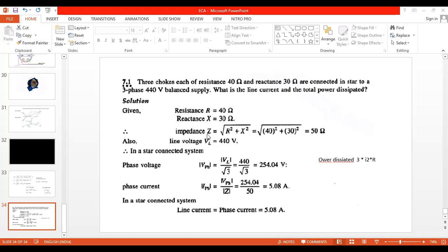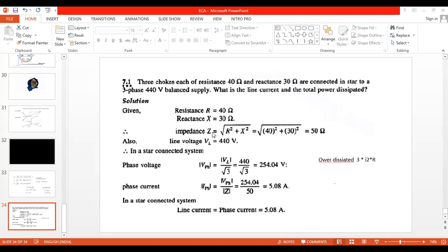What is the formula for impedance? Z equals root of R square plus X square. Sir, why are you writing only R square plus X square? Because the angle between R and X is how much? 90 degrees always. So Z equals root of R square plus X square plus 2RX cos 90. Cos 90 is how much? Cos 90 is 0. Sin 90 is 1, cos 90 is 0.